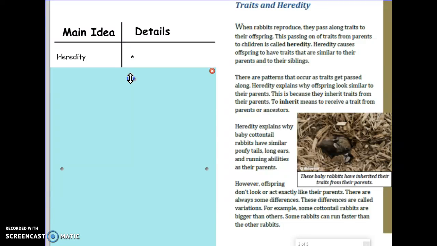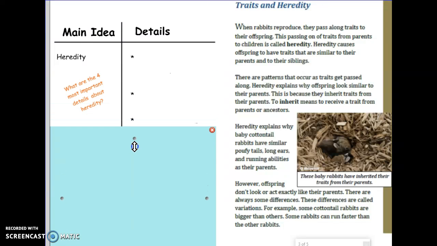If the main idea of this page is heredity, can you think of 4 important details?